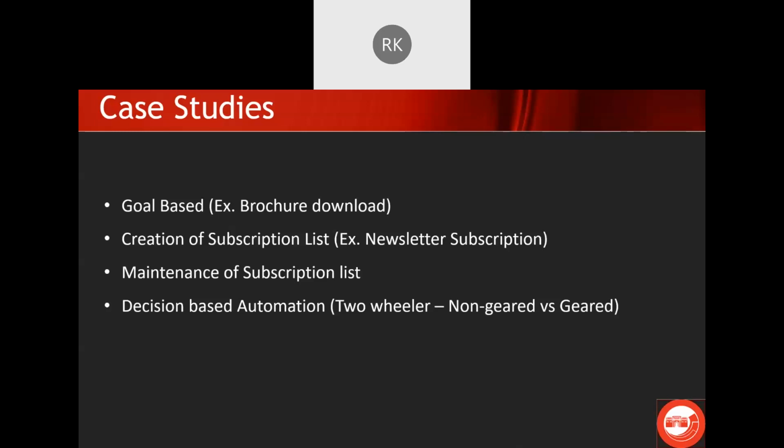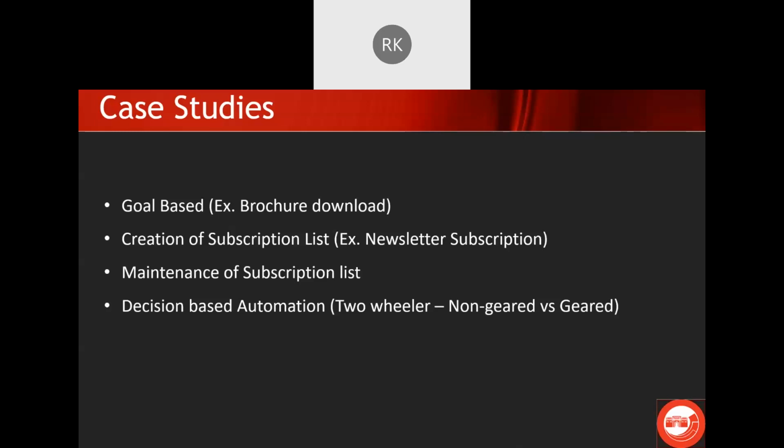Goal triggering is very simple. You will create one goal, maybe like a brochure download, and then you will assign that goal to that PDF. So whenever somebody clicks download brochure, your goal is getting triggered. Once this goal is triggered, you will identify the user who is doing that, and you will enroll that user in the marketing automation.